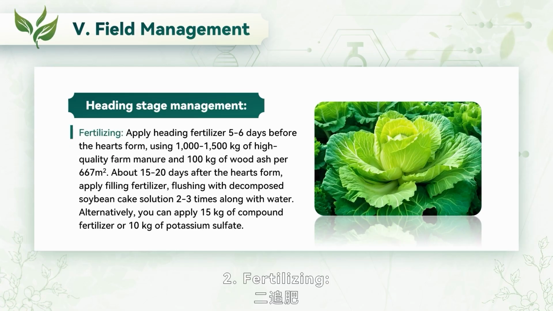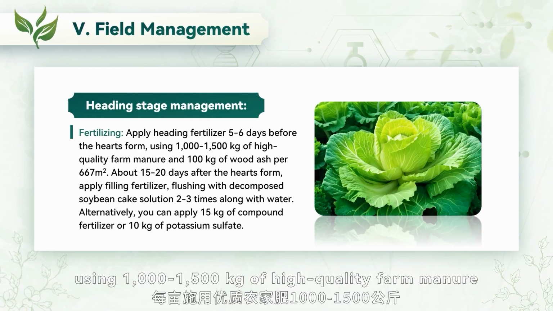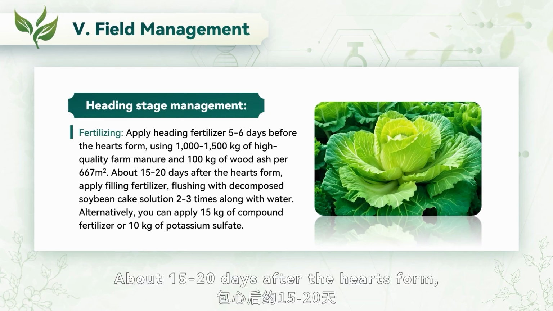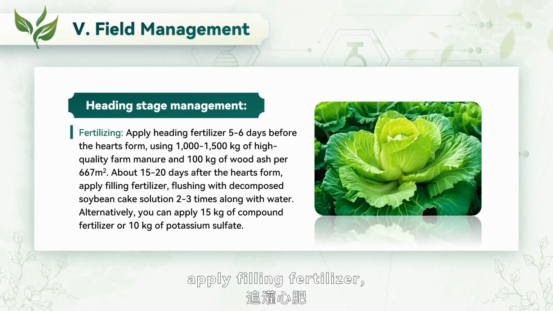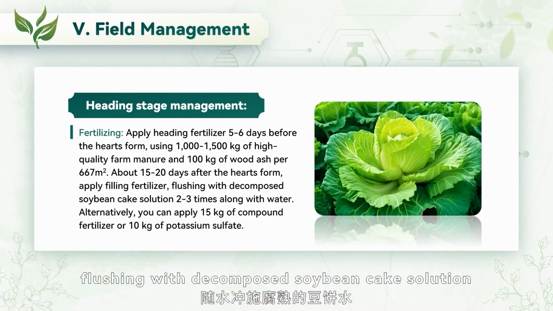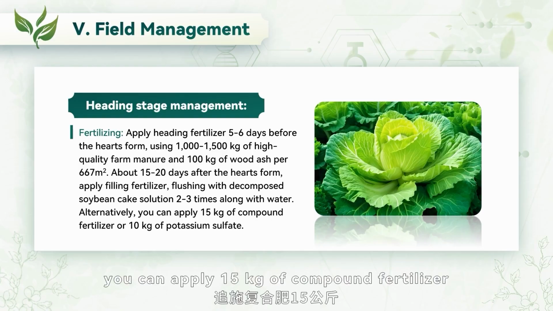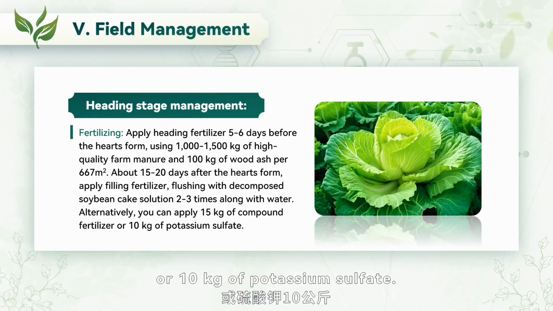2. Fertilizing. Apply heading fertilizer 5 to 6 days before the hearts form, using 1,000 to 1,500 kilograms of high-quality farm manure and 100 kilograms of wood ash per moo. About 15 to 20 days after the hearts form, apply filling fertilizer, flushing with decomposed soybean cake solution 2 to 3 times along with water. Alternatively, you can apply 15 kilograms of compound fertilizer or 10 kilograms of potassium sulfate.